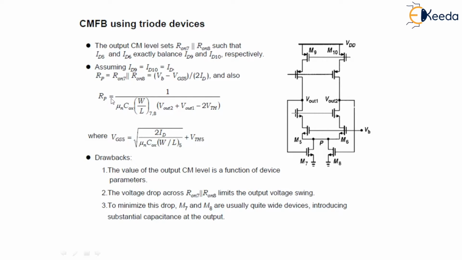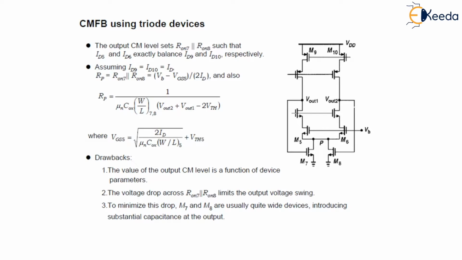Now we can write this value of RP as 1 upon mu n Cox W by L times (Vout2 plus Vout1 minus 2 VTH), and VGS5 can be written in terms of the common mode level, by noting that VGS5 equals the square root of twice ID over mu n Cox W by L of M5, plus VTH5.